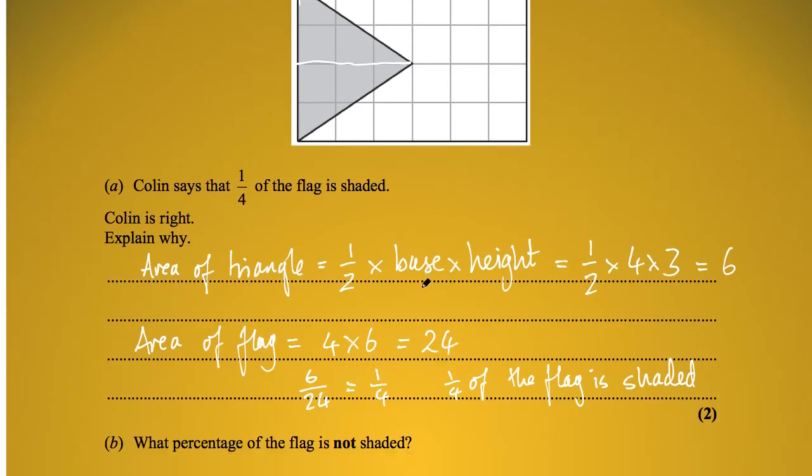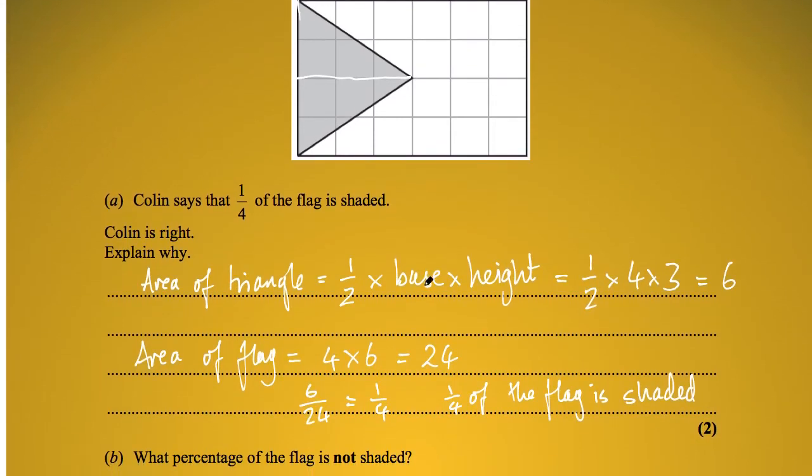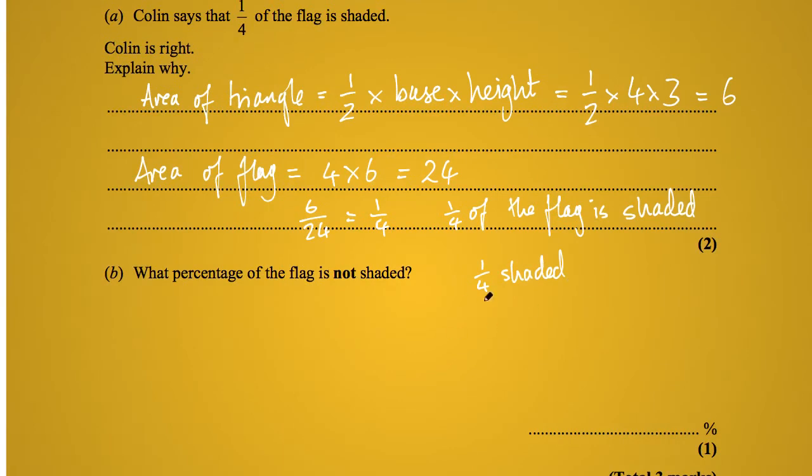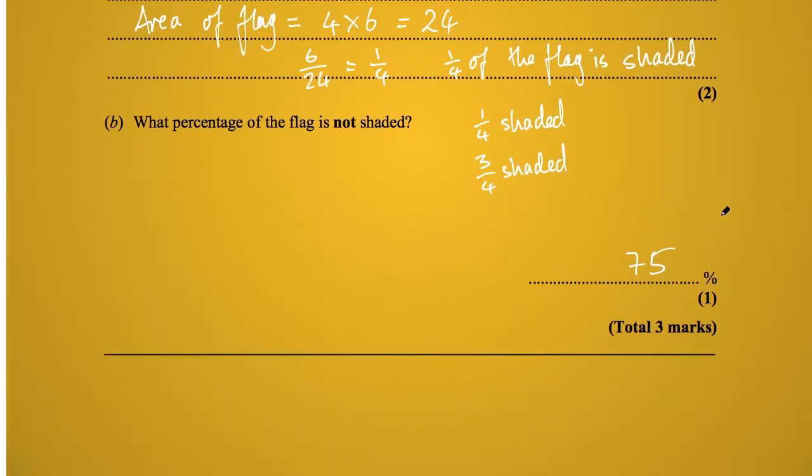Part B, what percentage of the flag is not shaded? So this is about reading the question carefully. If a quarter is shaded, that means that 3/4 is not shaded. You didn't need to answer part A to get this right. 3/4 shaded. 3/4 is 75%. Yeah, that's just one you should know. 3/4, 75%.